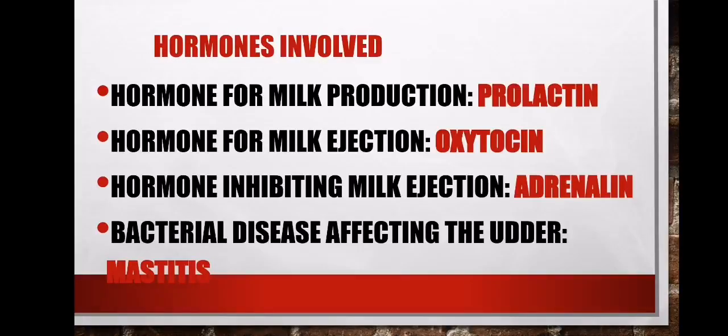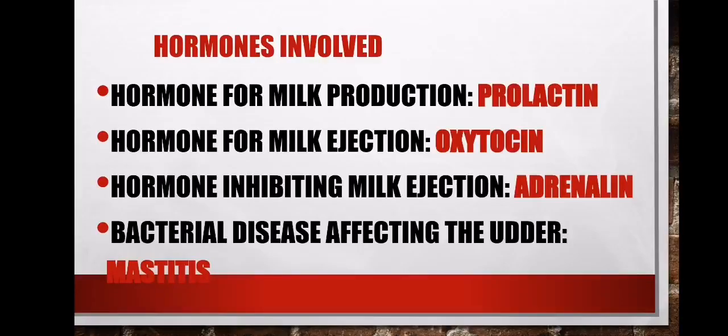A hormone responsible for production of milk, it's a hormone called prolactin. So production of milk is prolactin. Then once milk is produced, the milk must be released, which is milk let down or milk ejection.